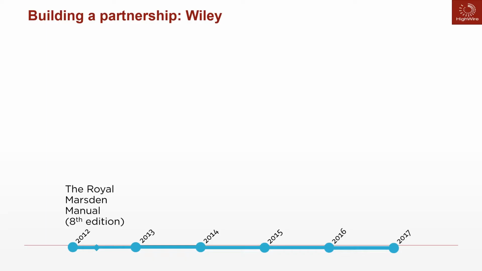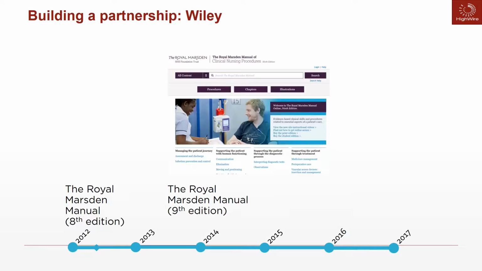As a little bit of background, we have been working with Wiley for quite some time. Initially, we built the Royal Marsden Manual, the 8th edition. We then built the 9th edition of RMM Online. This particular site has some very complex navigation and search requirements, and again, I can show that to you if you are interested. But it also has some very complex annotation requirements.